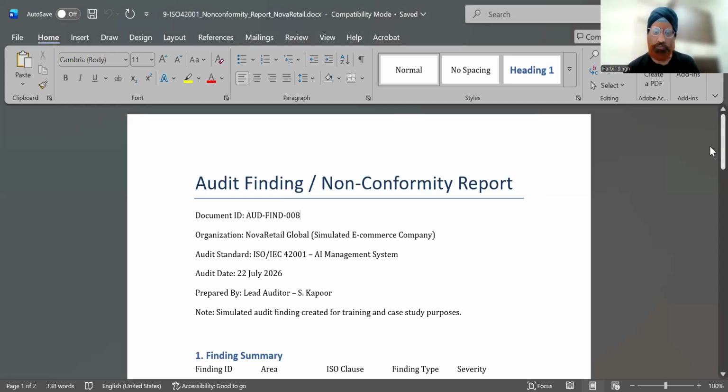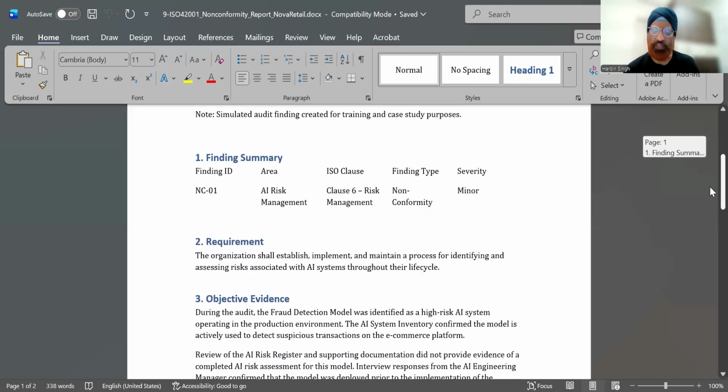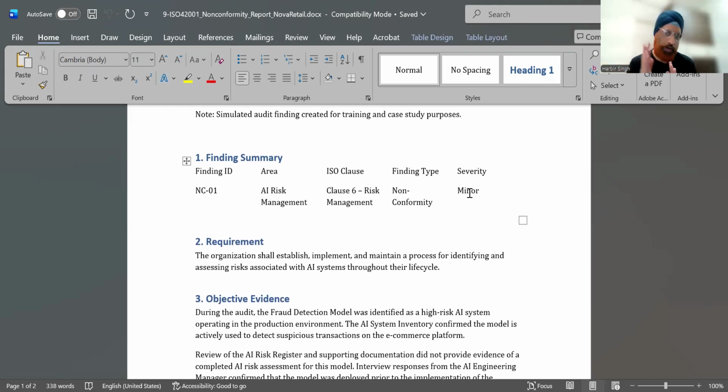So this is the structure of the audit finding NC report. We just have one non-conformity with the severity minor. It is not a major non-conformity. It is a minor non-conformity. So I think the client's AIMS, all those four, are nearly meeting the required audit requirements, except this one minor non-conformity, right? So NC01, AI risk management, clause number 6 is affected by this non-conformity, right? And this is of the type minor.